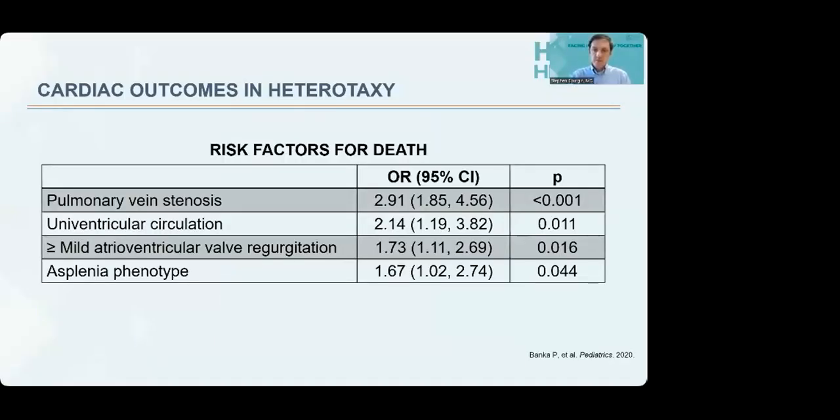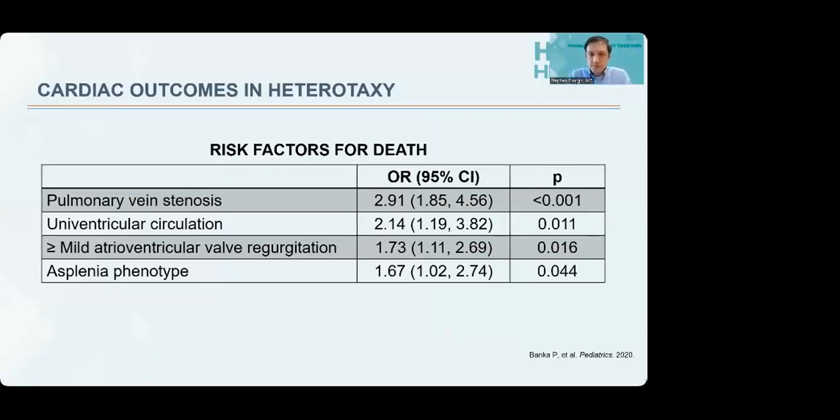So what about other risk factors? These data come from a cohort of approximately 260 patients followed at Boston Children's Hospital, which looked at risk factors for death over a median of 10 years. They found that the highest risk was conferred by the presence of acquired pulmonary vein stenosis after total anomalous pulmonary venous connection repair, univentricular circulation, mild or greater atrioventricular valve regurgitation, and the asplenia phenotype.